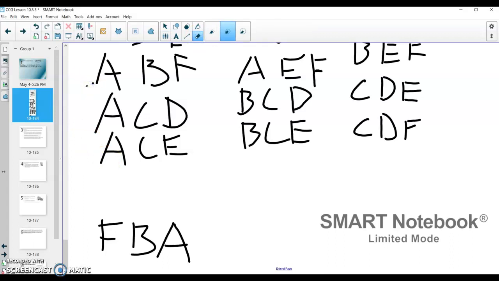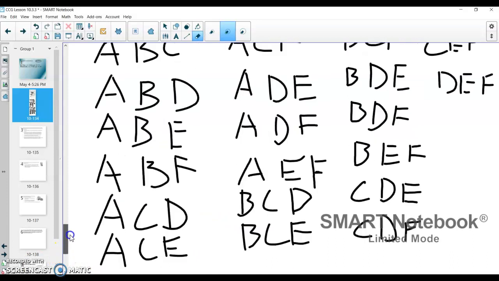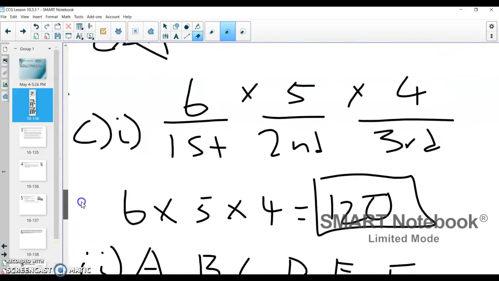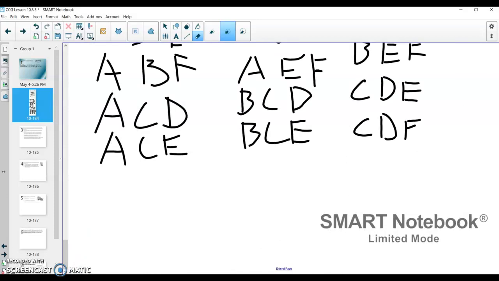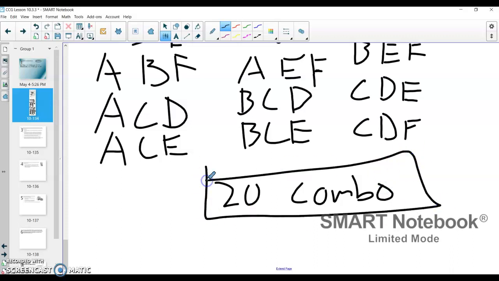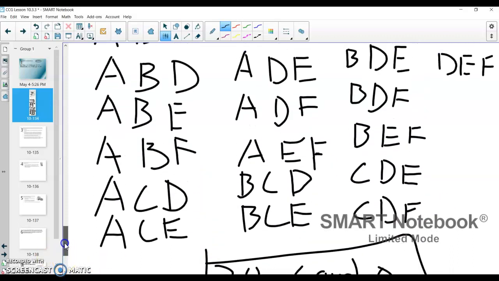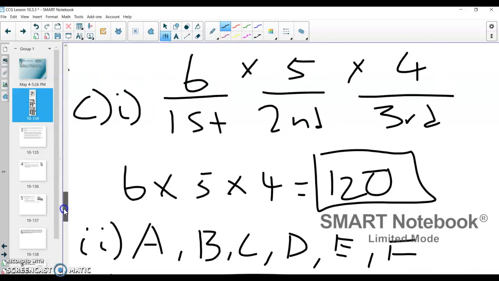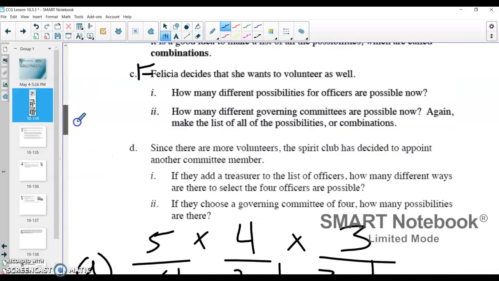And honestly, as of right now, I don't have the best strategy other than that. And I will show me doing that again because we have one more combination list to do here. But what we have here, I should write it down, is we had 20 combinations. So we had 120 permutations, but only 20 combinations. All right. Again, that's really what happens when order doesn't matter. Okay. So we're going to move on here.